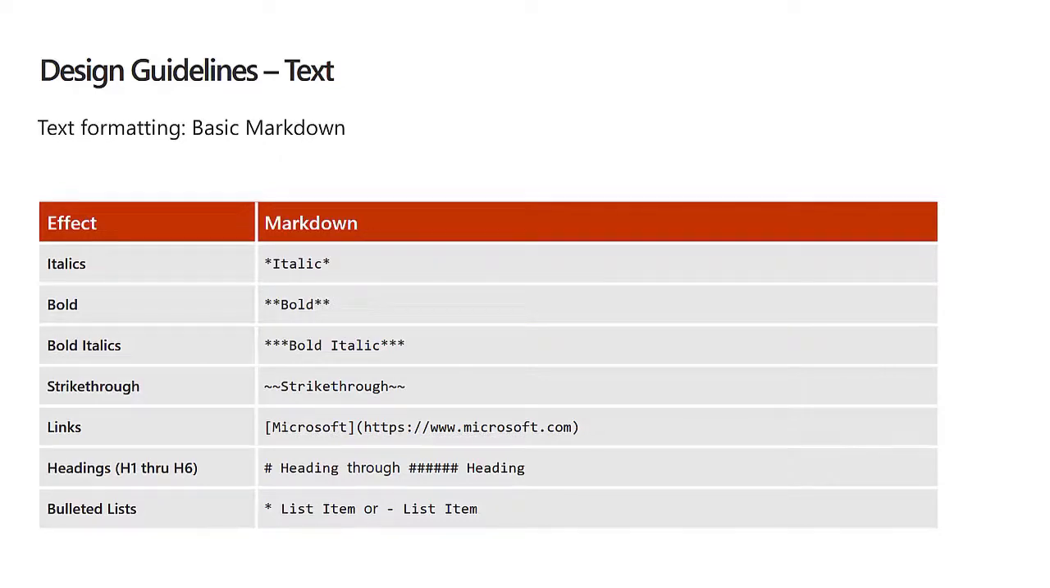Let's discuss the design guidelines for cards, starting with text. Text can be formatted using basic Markdown. Italics, bold, strike-through, links, headings, and bulleted lists are all available to be in the text section of our cards. Any HTML that you send will be ignored and treated as plain text.